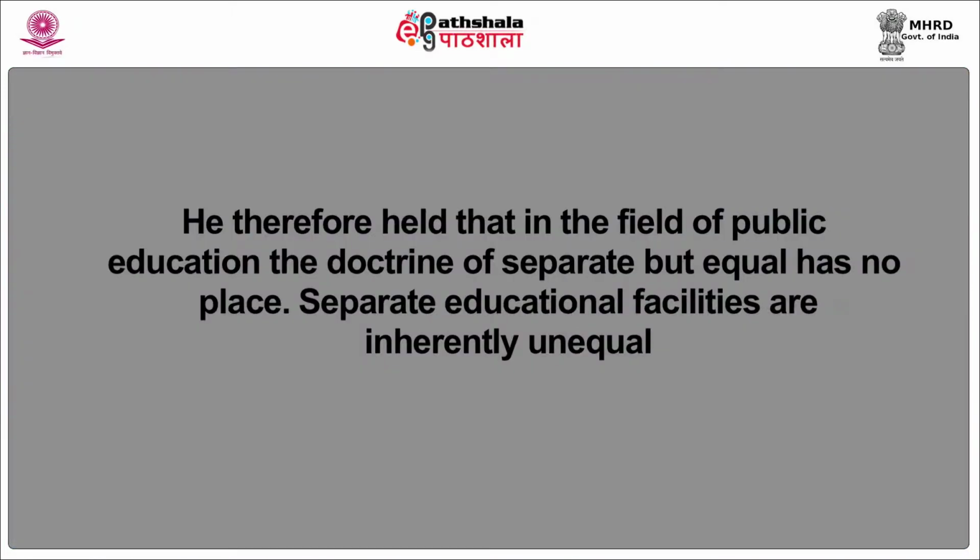As the Chief Justice put it, in quote, "To separate black children from others of similar age and qualifications solely because of their race generates a feeling of inferiority as to their status in the community that may affect their hearts and minds in a way unlikely ever to be undone." Quotes closed. He therefore held that in the field of public education, the doctrine of separate but equal has no place. Separate educational facilities are inherently unequal.